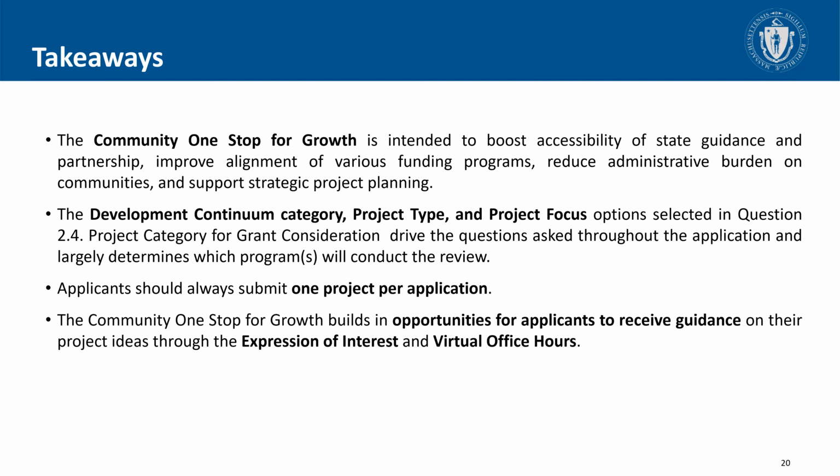So in terms of just overall takeaways, we wanted to highlight and summarize what you've heard today. The Community One Stop for Growth is intended to boost accessibility for state guidance and partnership, improve the alignment of the various funding programs, reduce administrative burdens on communities, and support strategic project planning. The development continuum category, project type, and project focus options selected in question 2.4 really is what drives all the questions that will then be asked throughout the rest of the application, and will allow you to determine which programs will be reviewing that application.